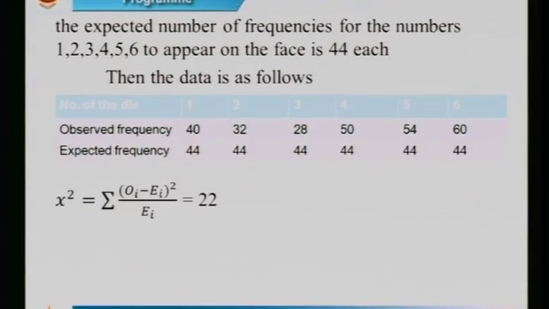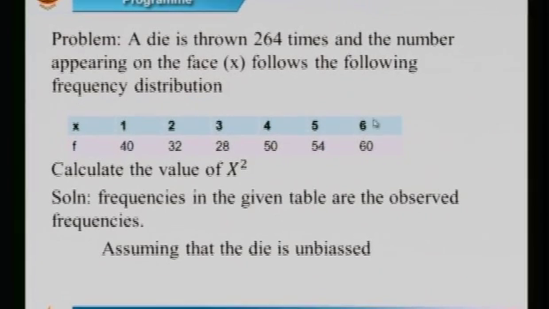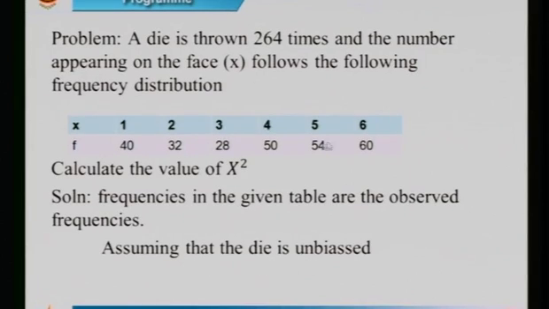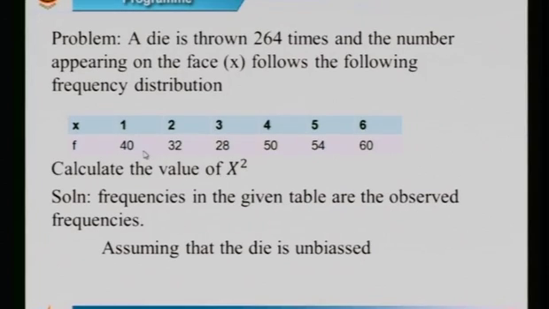the expected frequency. That means the common number will be, you have to add all these values, that means 40, 32, 28, 50, 54 and 60. Totally how many values are there? 6 values are there. You can add all these values and then get the common frequency. These frequencies mean observations. As I told you in basic statistics, getting this 40 makes one observation, and getting the number 2 on the upper surface, that is 32.